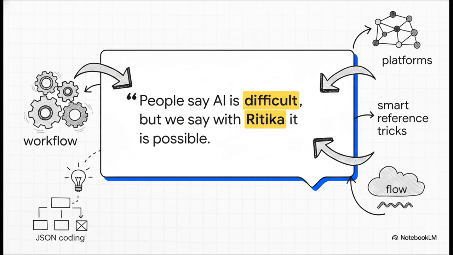I really love this adapted quote from our source material today. "People say AI is difficult, but with the right workflow, it's entirely possible." And honestly, that hits the nail on the head. AI generation only feels difficult and chaotic when you don't have structure. When you let an automated tool handle the heavy lifting, it all becomes so much easier.